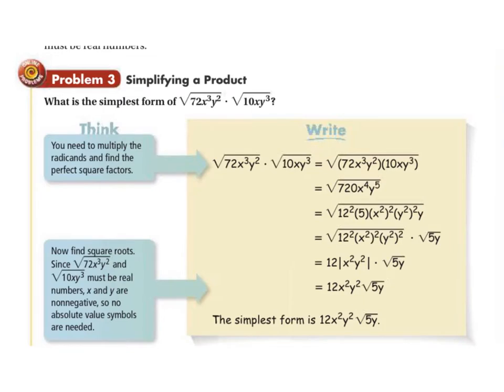Okay, a lot going on in this problem. I'm trying to talk slow and take you through it. First thing I do is use that rule, right? You have to combine everything. Put them all underneath, since they have the same index, they're both square roots.